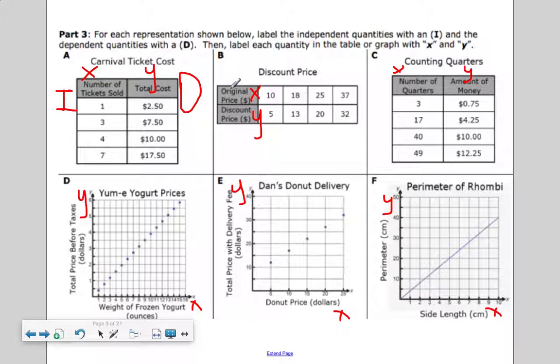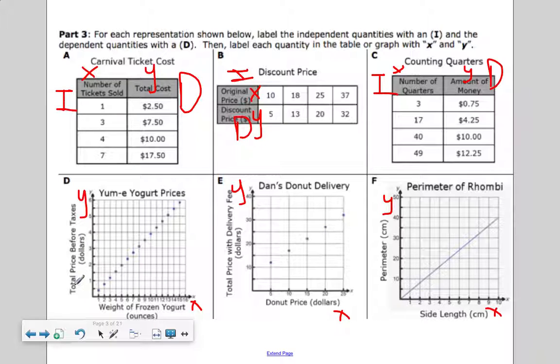The original price depends on a discounted price. No, the discounted price depends on the original price. So the amount of money depends on how many quarters I have. So this is the dependent. This is the independent. Let's see, the weight of frozen yogurt depends on the total price.